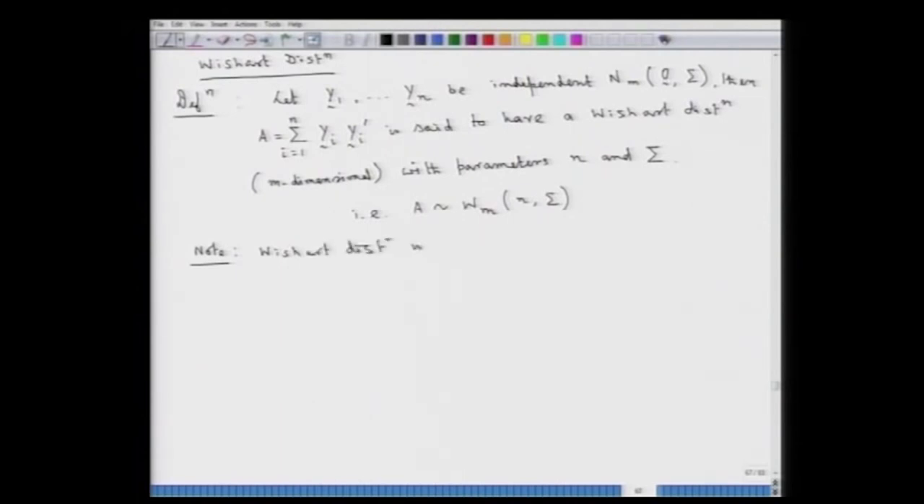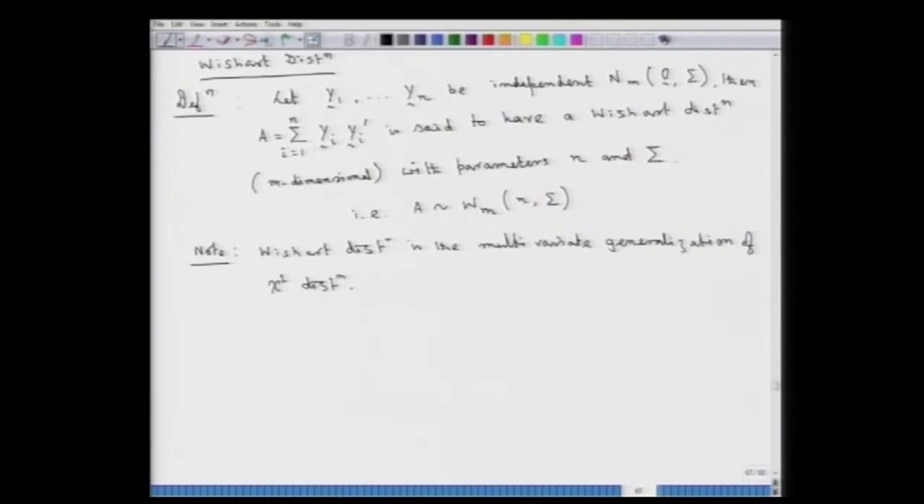Wishart distribution is the multivariate generalization of a chi-square distribution. Why is that? Because suppose you consider the univariate setup. In the univariate setup, we say that y1, y2, ..., yn are independent univariate random variables, each having a univariate normal distribution with mean 0 and variance equal to sigma square.